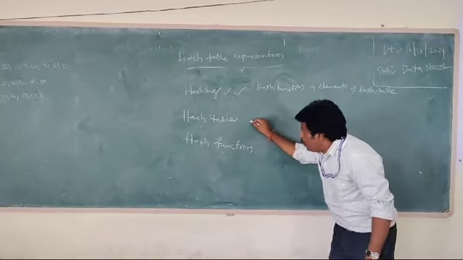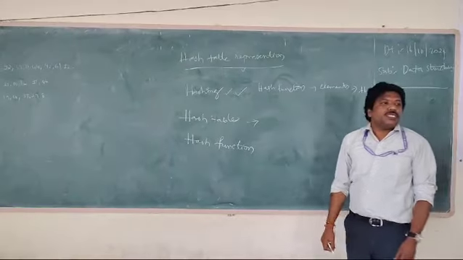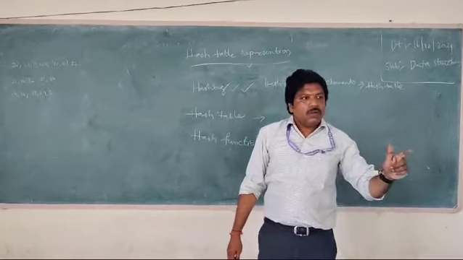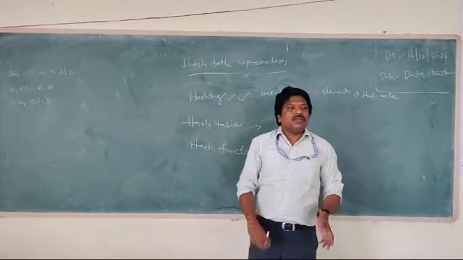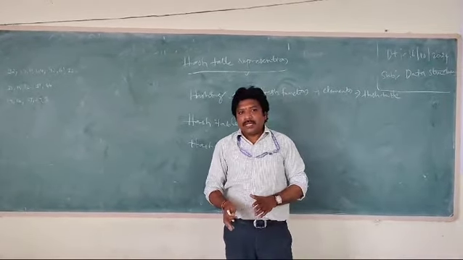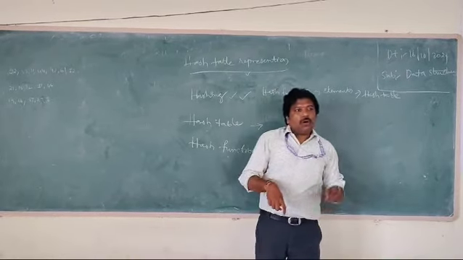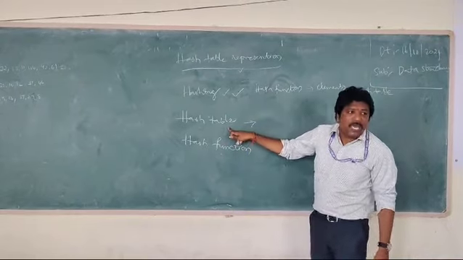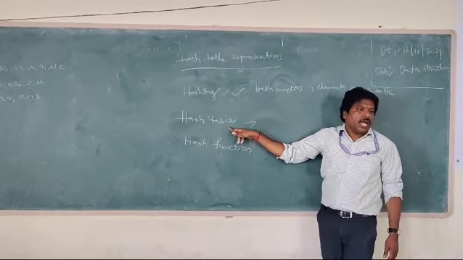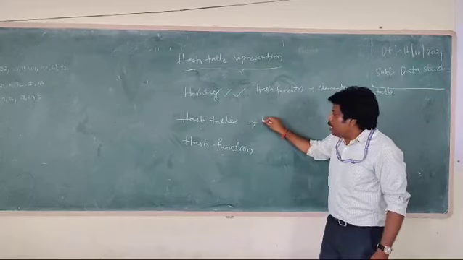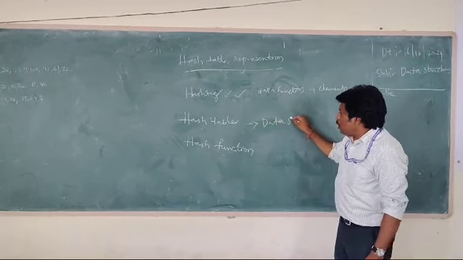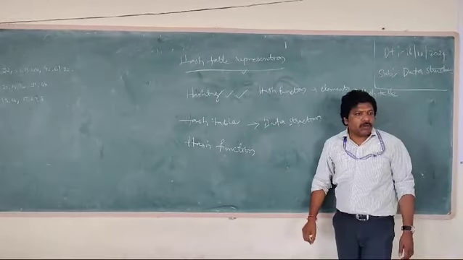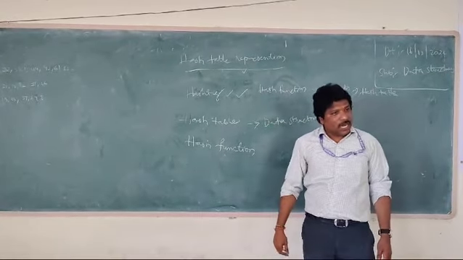The next one is the hash table. What is a hash table? Have you heard of a table? What is a table here? A table is where we organize the data in the form of rows and columns. Here also we have a hash table. A hash table is a data structure. Just now I told you a table is an intersection of rows and columns, that means we are organizing the data.